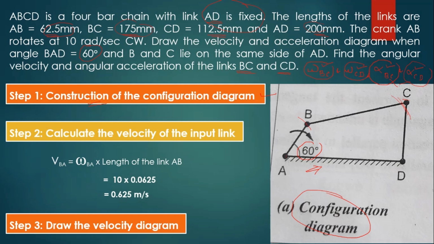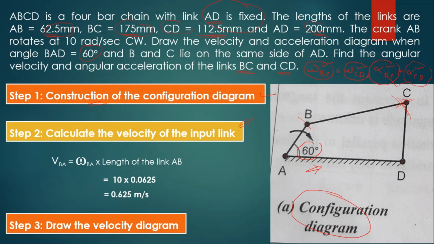One more piece of data is available: CD is equal to 112.5 mm. We already know the point D. So, take a compass and measure 112.5 mm, take D as the center point and cut the arc. Then finally, we get the point C. Join all the points. This is the configuration diagram, and this is how we have to draw it. So, the first step is over.